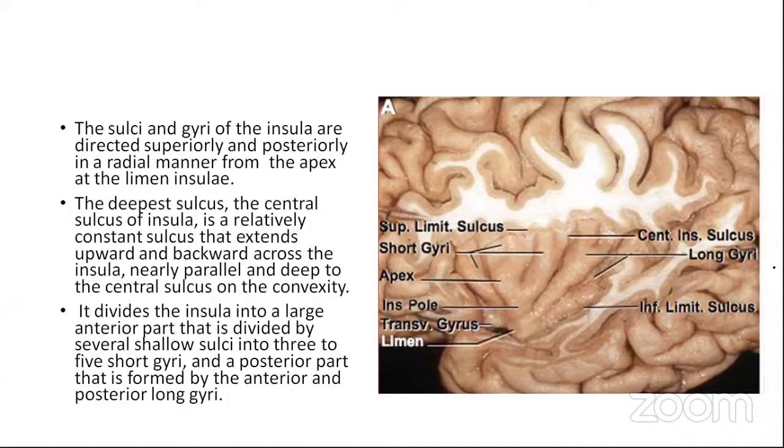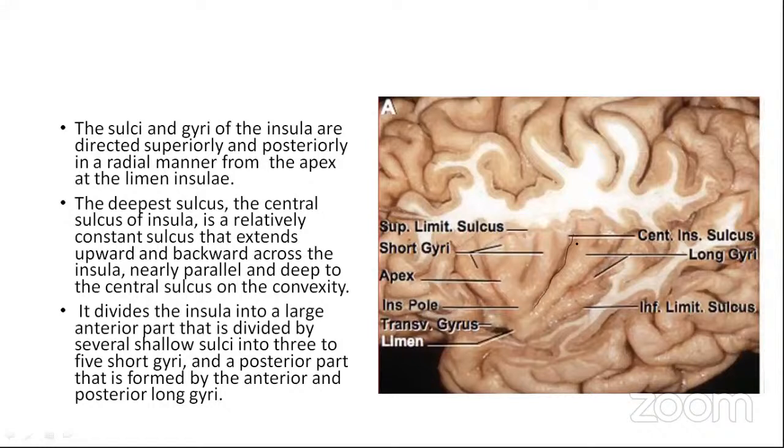So as we discussed previously, in this cadaver dissection, a part of the frontal lobe, which was covering the insula and making the operculum, has been removed to show the insula. As we can see, the central sulcus, the main sulcus of the insula, is running superiorly and posteriorly, and it is somewhat parallel to the central sulcus of the surface.